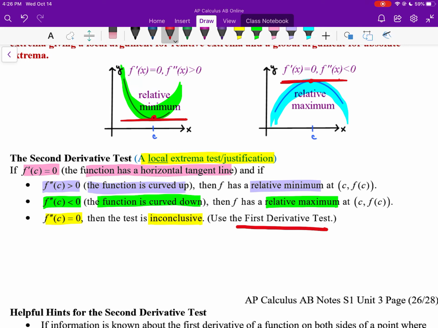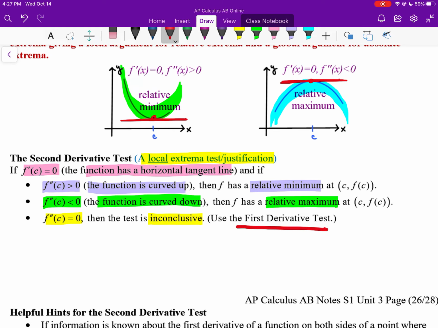The reality of this particular test is this is not a test you want to use if you're given an analytic function. The first derivative test is conclusive. If you use the first derivative test, you will always get the right answer. It is never ambiguous. And so you would always want to use the first derivative test. Additionally, it takes typically extra work to find the second derivative. And so the second derivative test typically takes more work. And so if you have a choice, you're going to use the first derivative test.